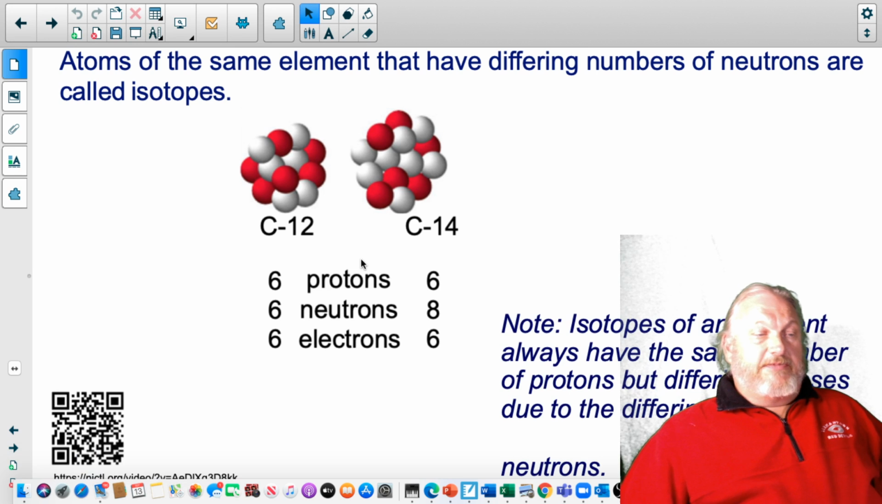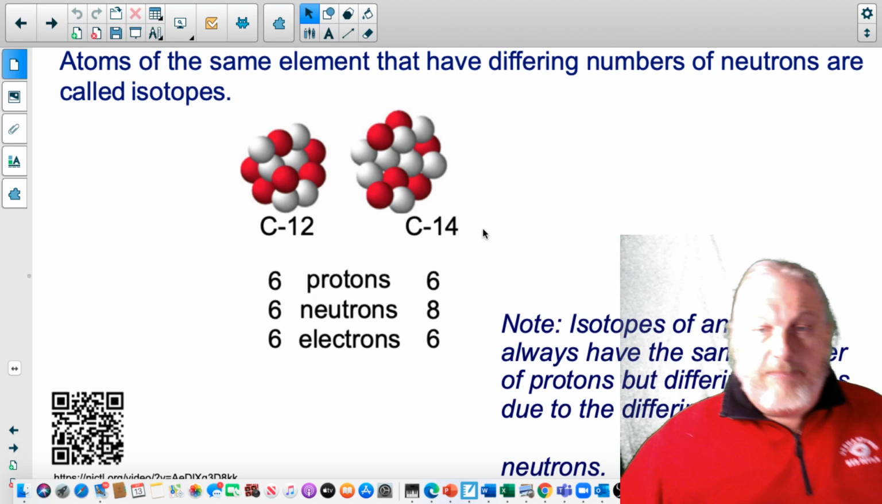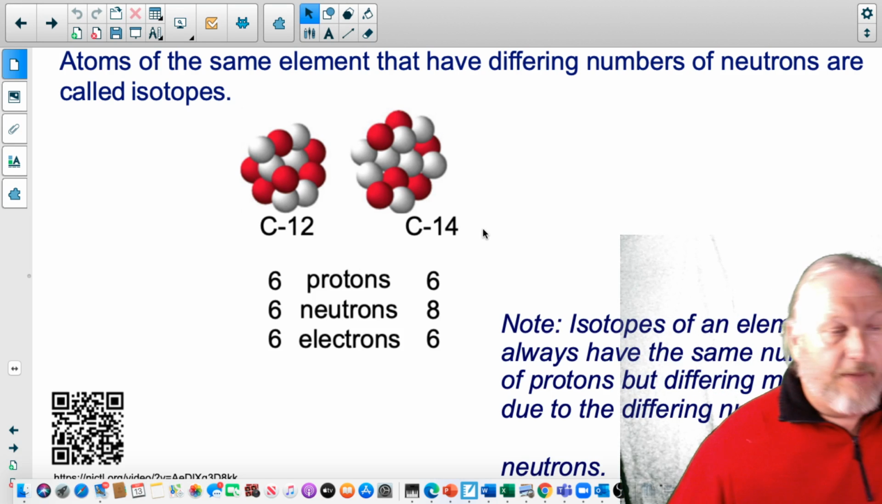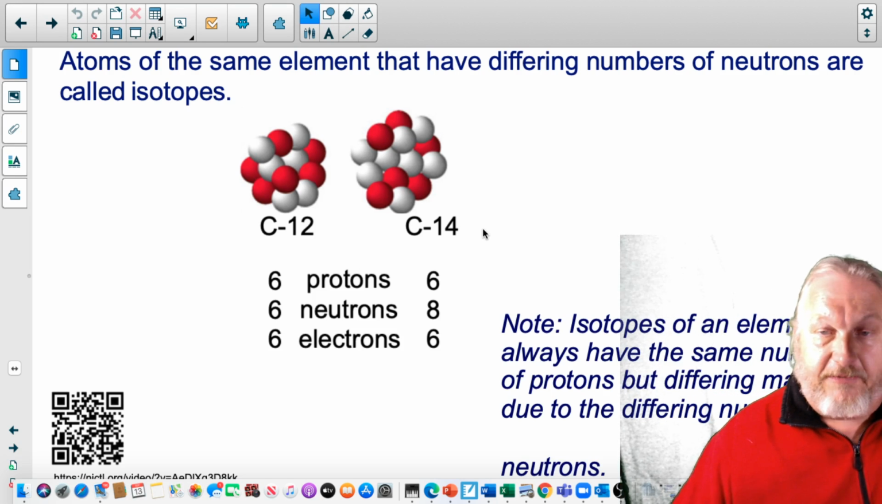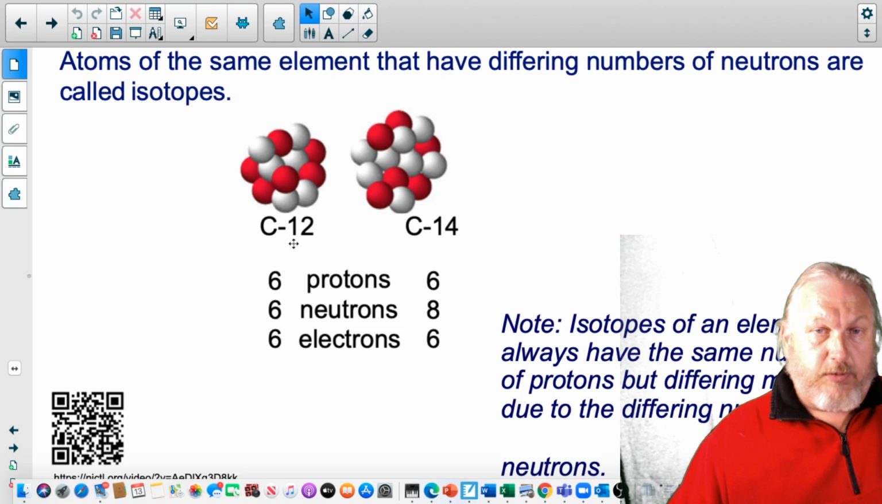Now, isotopes of an element always have the same number of protons, but the differing masses are due to the differing numbers of neutrons. All right? So this is carbon-12. It's got 6 protons, 6 neutrons. And the number of electrons equals the number of protons.